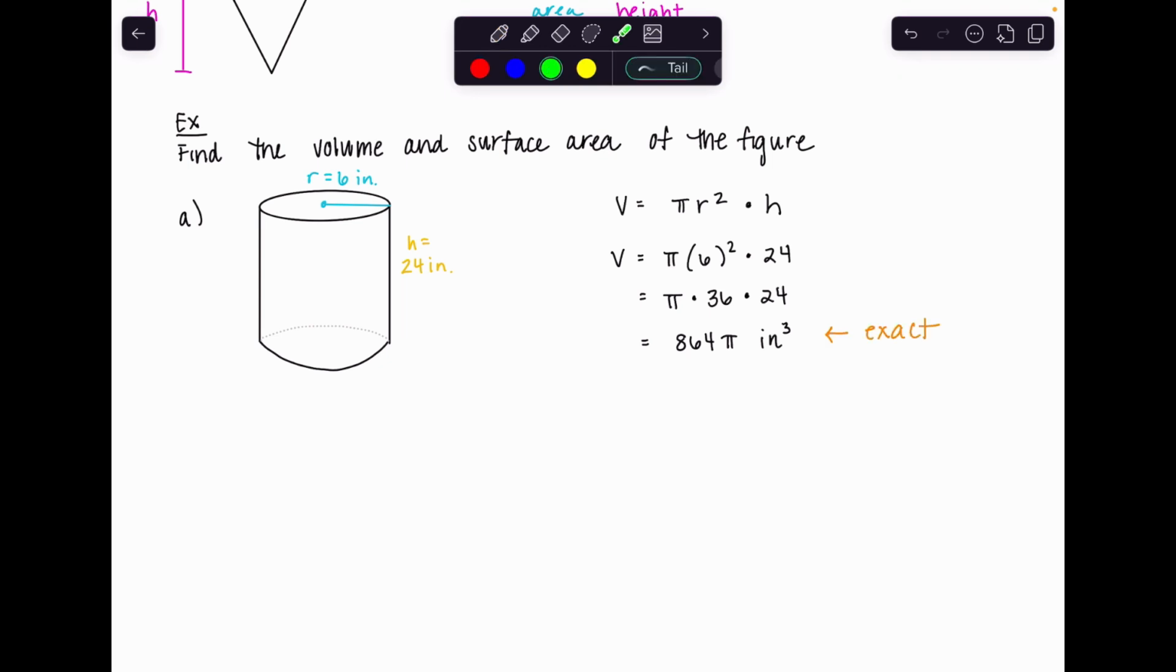It doesn't say to round, so that would mean I want to leave it in this form. If it does say to round, it will tell you to how many decimal places. So in that case, you would use the pi button. I'll go ahead and round to 2, but if you plug this into your calculator, this is about 2,714.34 inches cubed. So this is the approximate volume.